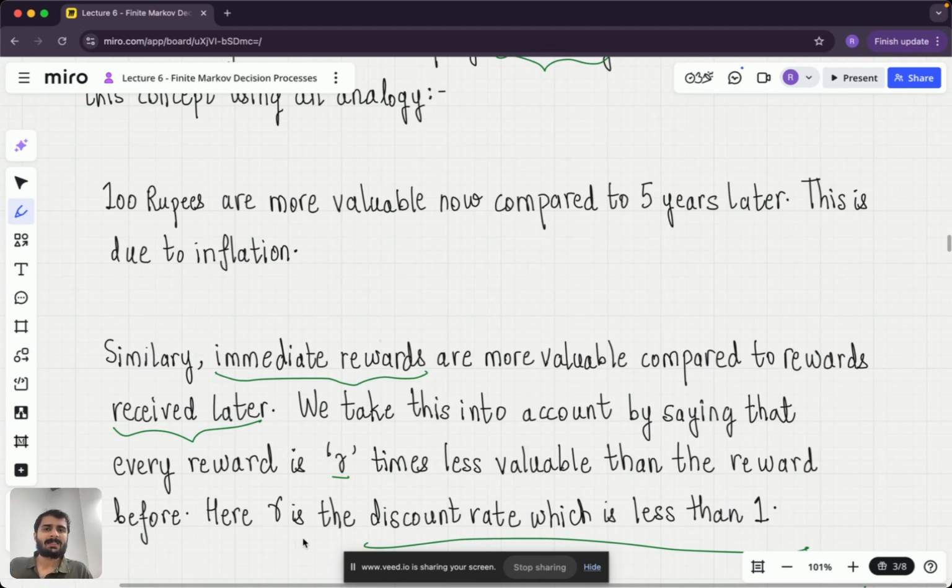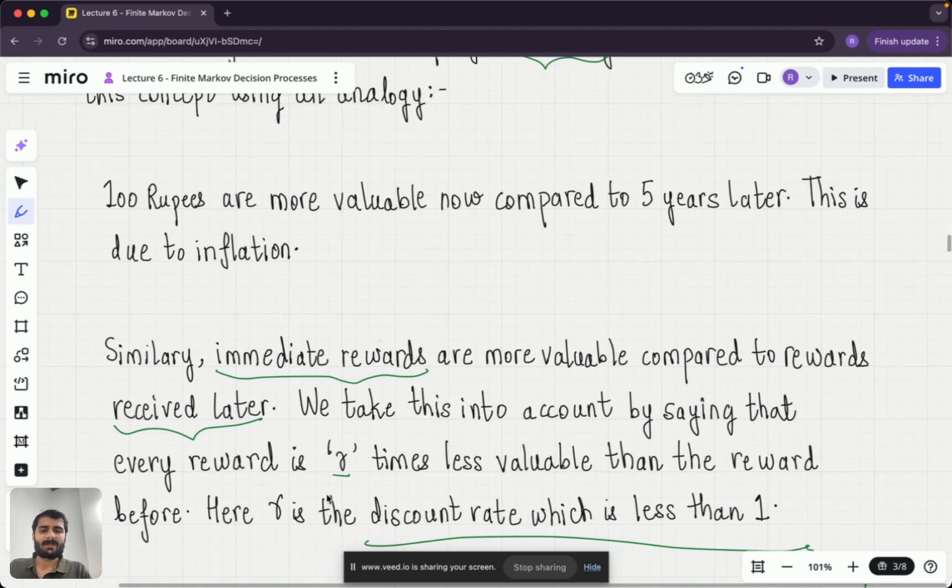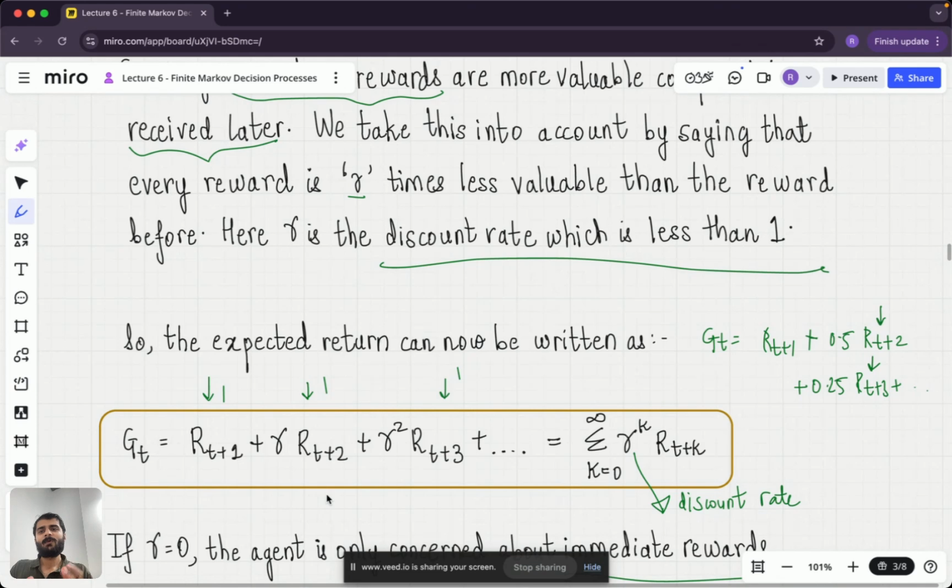And here gamma is the discount rate, which is less than 1. So we change the formulation of expected return like this. We say that G of t is equal to R of t plus 1, plus gamma times R of t plus 2, plus gamma square times R of t plus 3, etc.